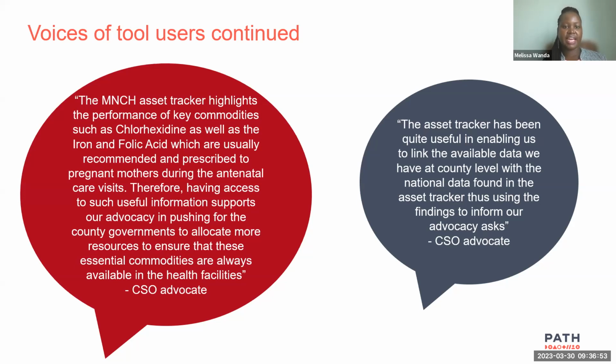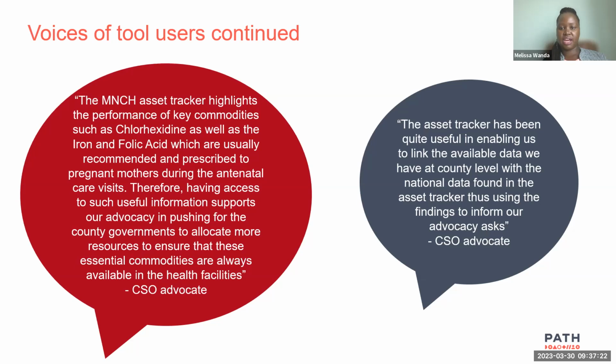So the MNCH asset tracker highlights the performance of key commodities such as chlorhexidine, as well as IFAS, iron folic acid, which are usually recommended and prescribed for pregnant women during antenatal care visits. Therefore, having access to such useful information supports our advocacy in pushing for county government to allocate more resources. So basically using the tool to influence resource allocation at the county level.